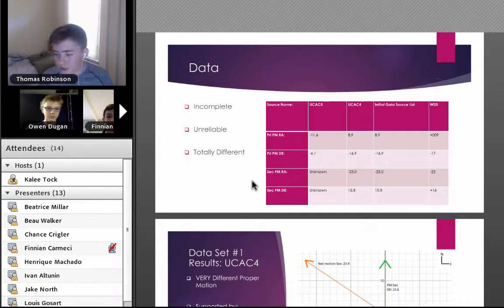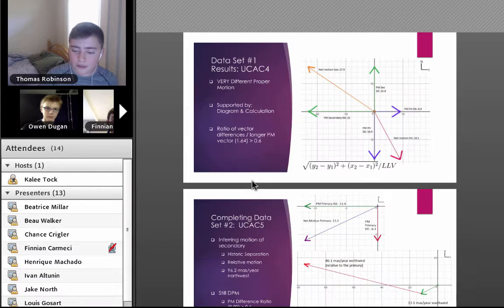The next step of our analysis was looking at the proper motion data, which basically tells us how the stars are moving across the sky. We used the VizieR system to access a lot of catalogs, but most of the data was incomplete, unreliable, or totally different. So we had to do a couple of things to get that a little bit more secure. But as you can see, we have our data points graphed here.